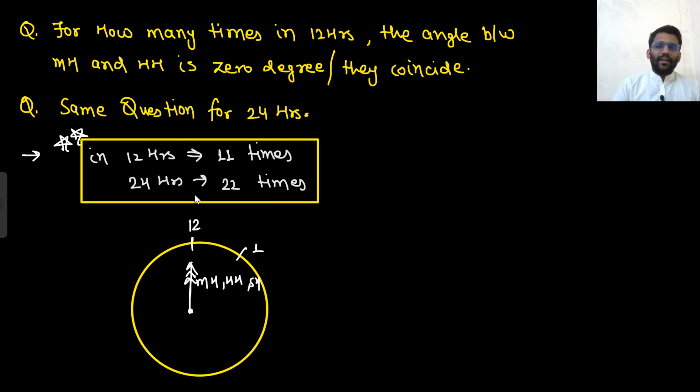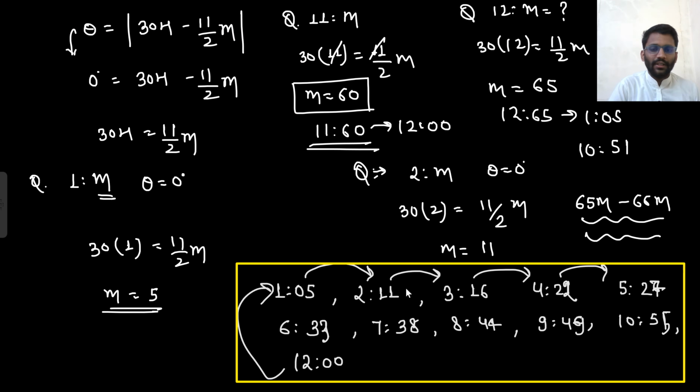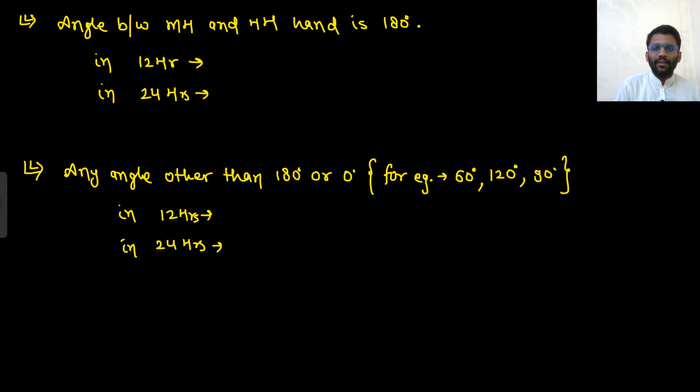And then we studied about in 12 hours the angle between minute hand and hour hand is 0 or they are coinciding. That is in 12 hours it is 11 times, and in 24 hours it is 22 times. Why so? Because there is a gap of 65 minutes, not 60 minutes. Well and good. Now the same thing, angle between minute hand and hour hand is 180 degree or they are opposite.